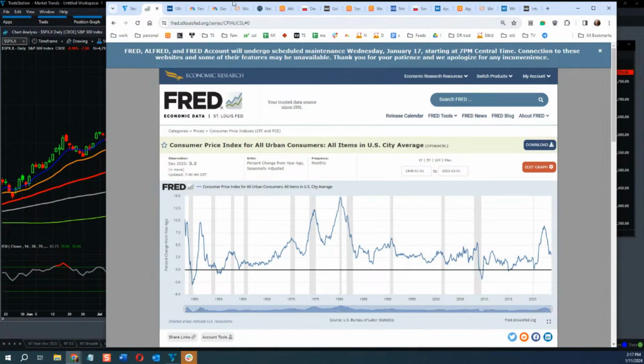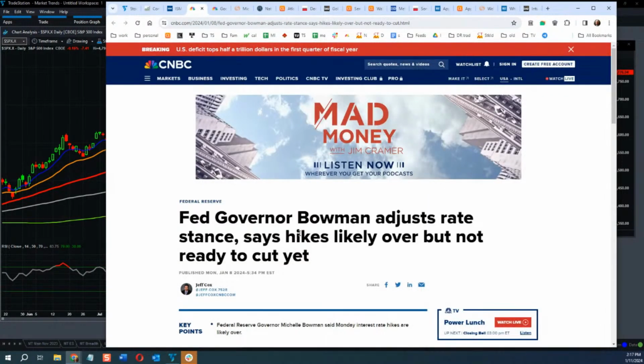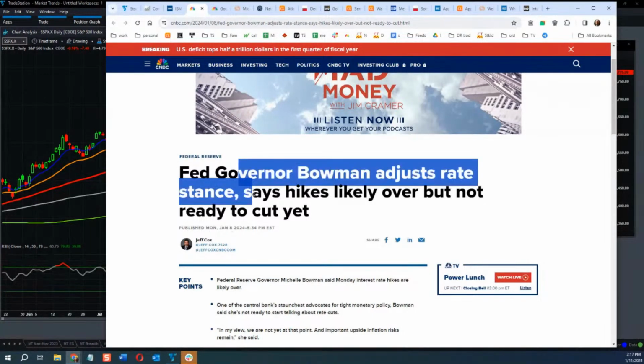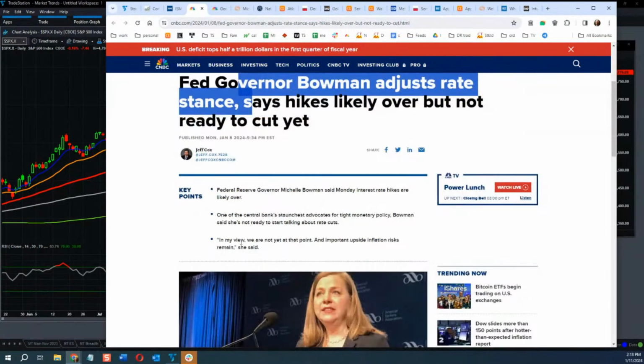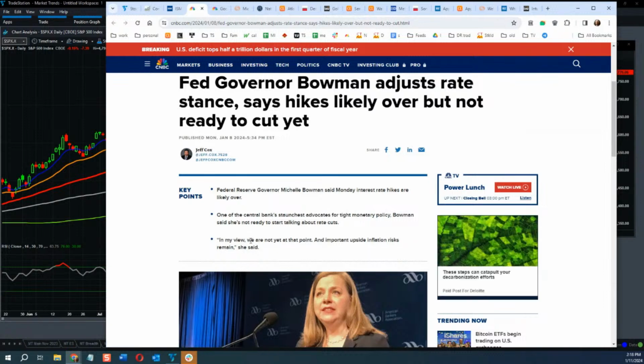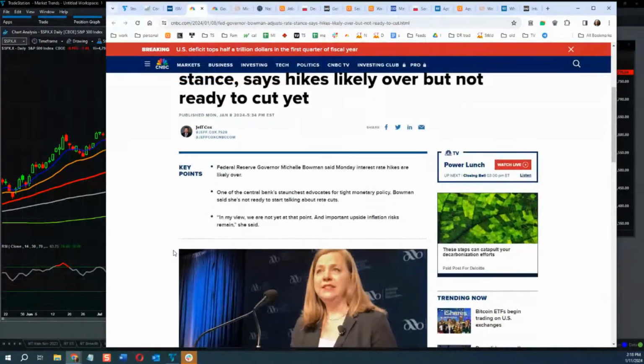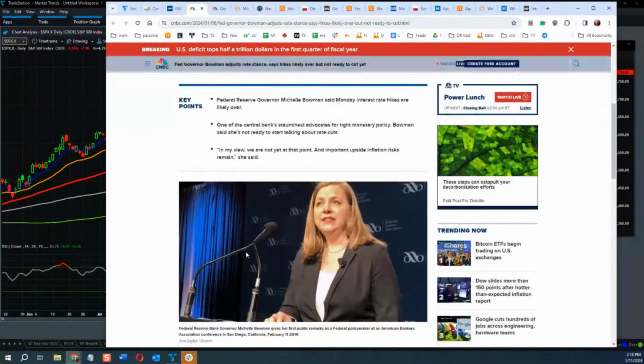And I think one of the big reasons is Michelle Bowman. Here's a hawk and she turns dovish. Here we have, this was back on Monday, Michelle Bowman basically said we're not ready to start cutting, but she went from being very hawkish to being in the middle of the road. She's turning.